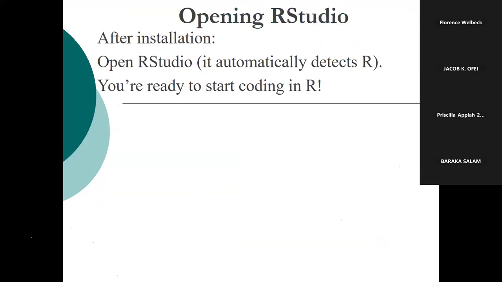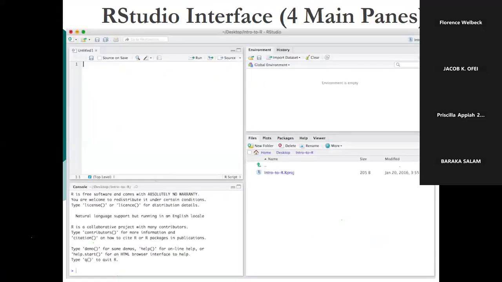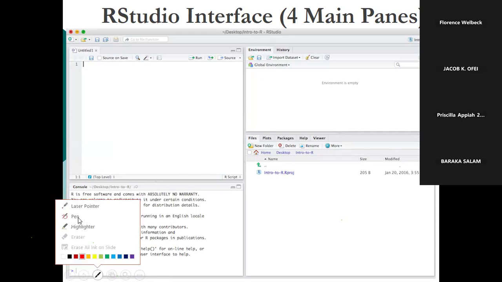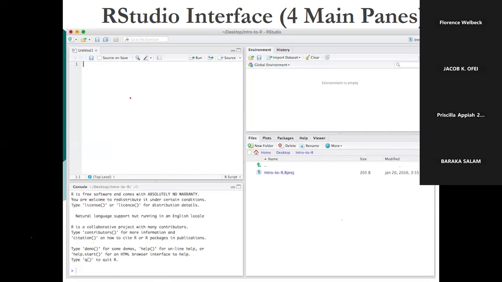So if you open RStudio, you are ready to start the R coding. Now, you would have this interface. I'll call this 1, I'll call this 2, I'll call this 3, and I'll call this 4.